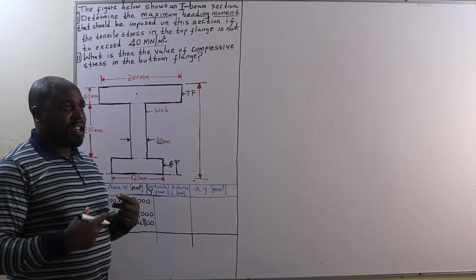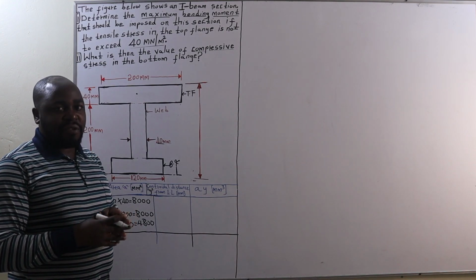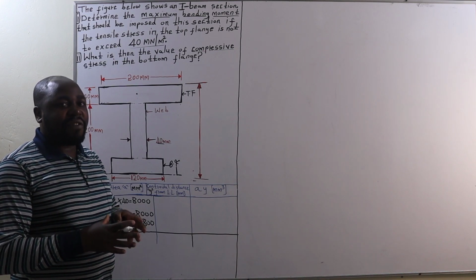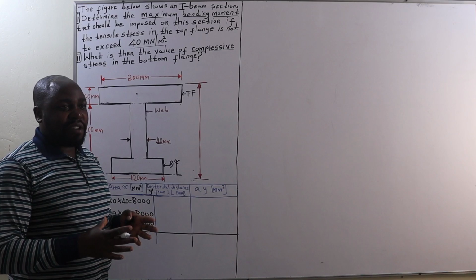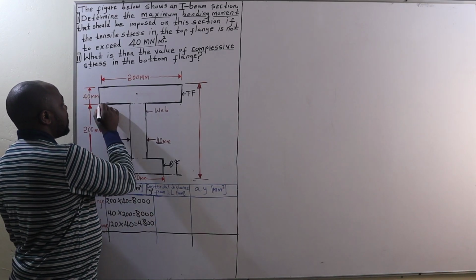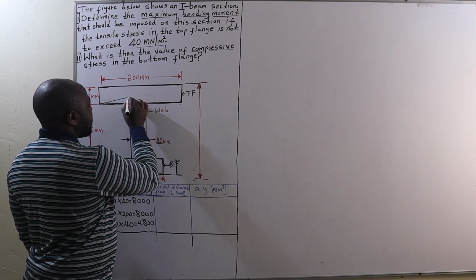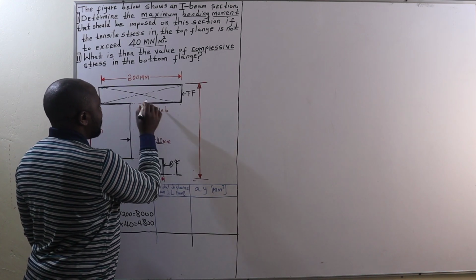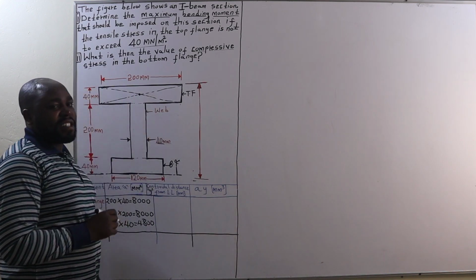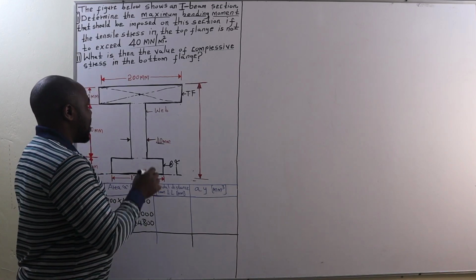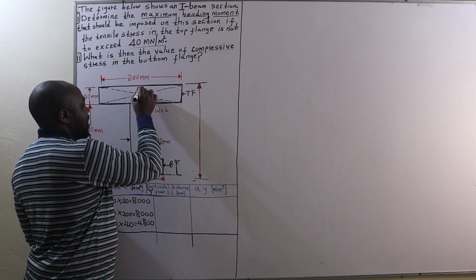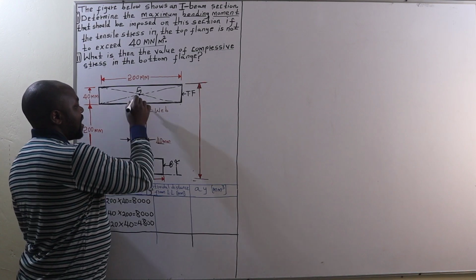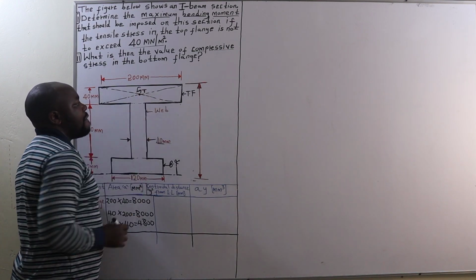Now, in our last lesson, we saw how we should determine the position of the center of gravity of a rectangular section. We do that by joining the diagonals. So join the diagonals of the rectangular section, and where the diagonals meet, that becomes the center of gravity of that rectangular section. Therefore, this is the center of gravity. Center of gravity is usually denoted by letter G. Therefore, this is the center of gravity of the top flange.